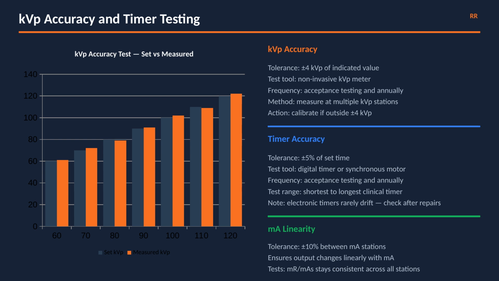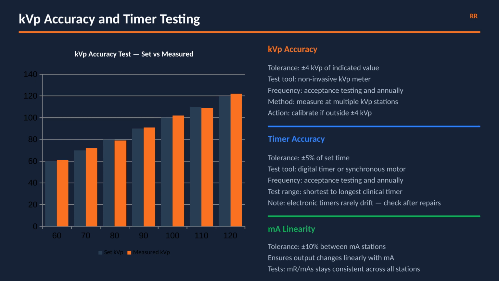kVp accuracy. Tolerance, within plus or minus 4 kVp of the indicated value at every station. Test tool, a non-invasive kVp meter placed in the beam. Frequency, acceptance testing and annually. If outside tolerance, remove from service, calibrate before returning.